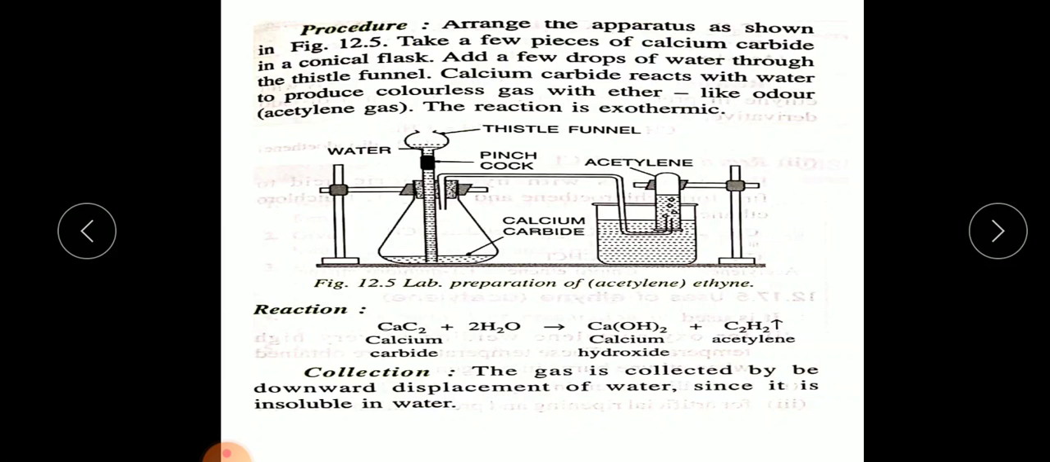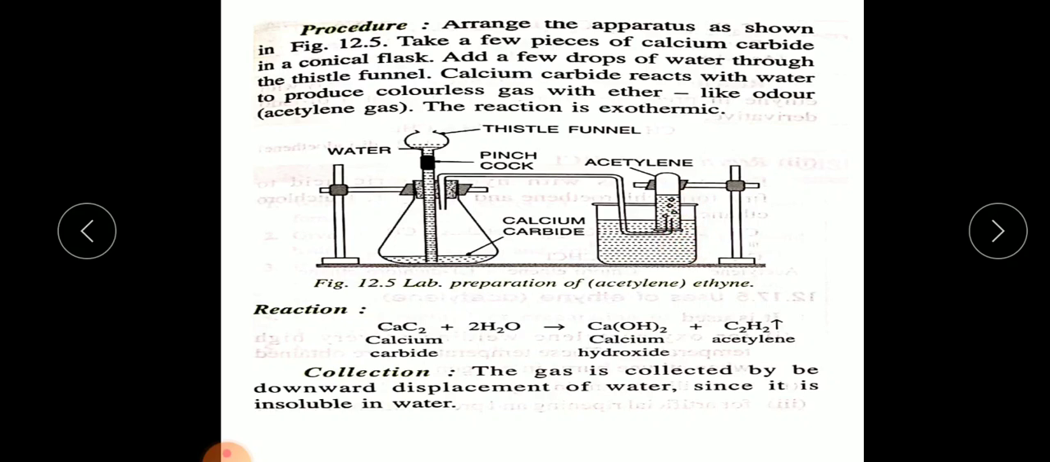Preparation of acetylene. Acetylene can be prepared by reacting water with calcium carbide. This is the arrangement that we need to do. This is also the lab preparation of acetylene. Arrange the apparatus as shown in the figure. So this is a conical flask. In this we have attached a thistle funnel, and this is attached with the cork, and it is passed through these water solutions.